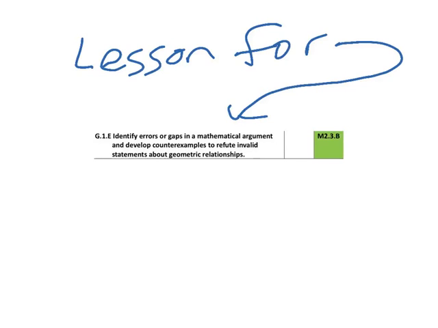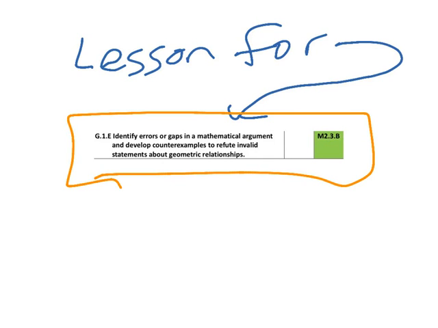This is the lesson for G1e, which is to identify errors or gaps in mathematical arguments and develop counterexamples to refute invalid statements about geometric relationships. So I took that right here directly from the state standards, and what we're going to focus on is this word, counterexample.